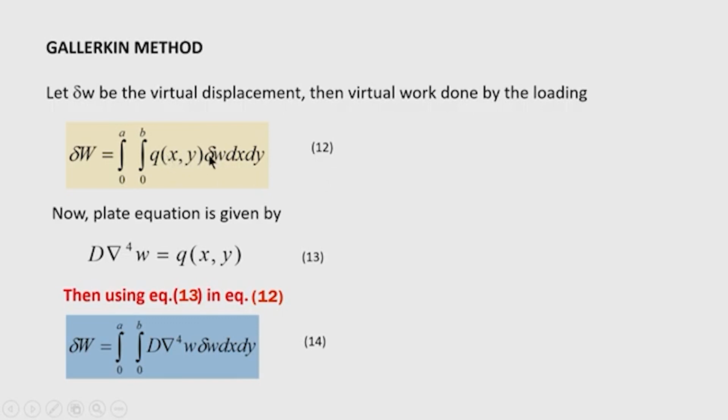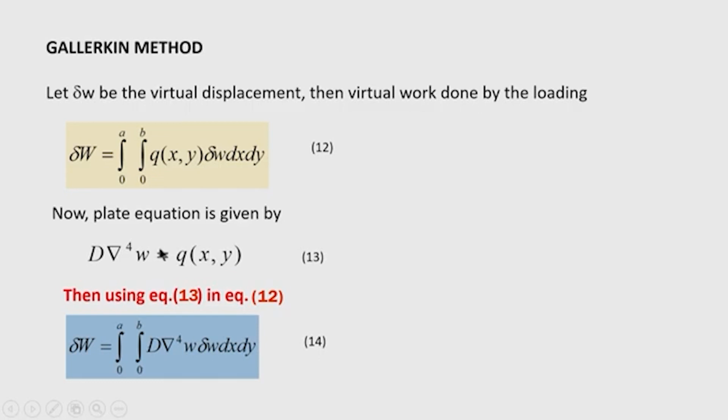So, load into virtual displacement and then integrated in the limit 0 to a and 0 to b will give you the variation of the work, that is you can call it the virtual work. Now, the plate equation is known to us. Plate equation is D del 4 W equal to q(x,y), here D is the flexural rigidity of the plate.